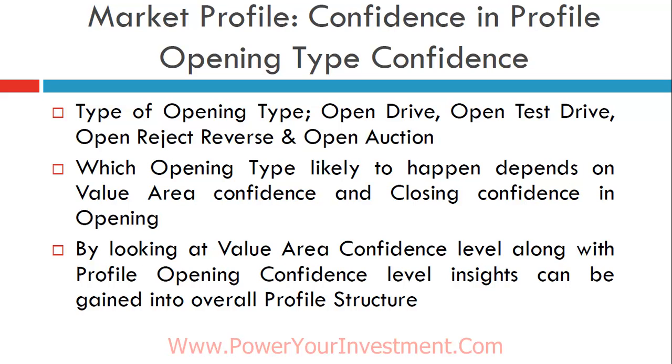Okay, the next type of confidence that we're going to see is the opening type confidence. Now remember, when we did the opening types, we studied four types: open drive, open test drive, open reject reverse, and open auction. Okay, in case you've forgotten what these basically are, just go and refer back to the definitions and the explanations. I think it was in tutorial 3.